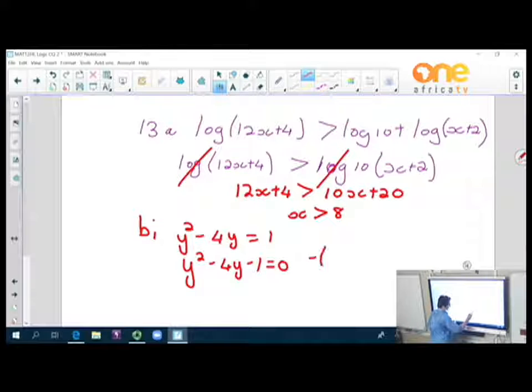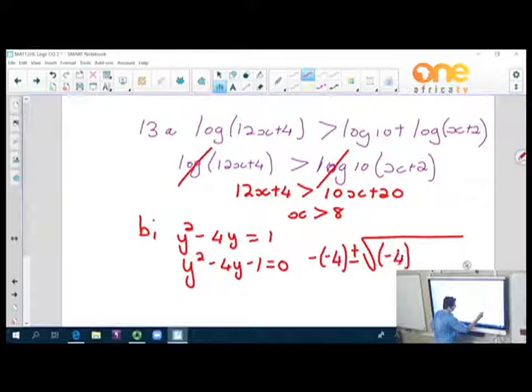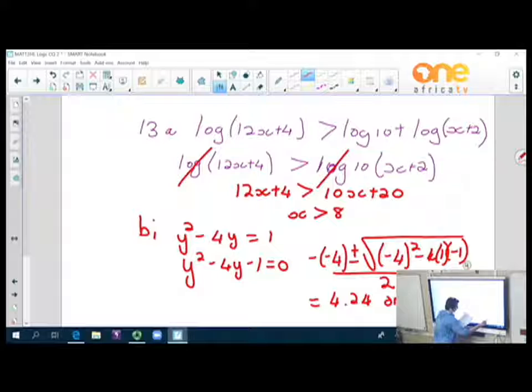So this one will be negative 4 plus or minus the square root of negative 4 squared minus 4 times 1 times negative 1, over 2. And the two solutions that I have is 4.24 or negative 0.24. So I have to use the formula here.